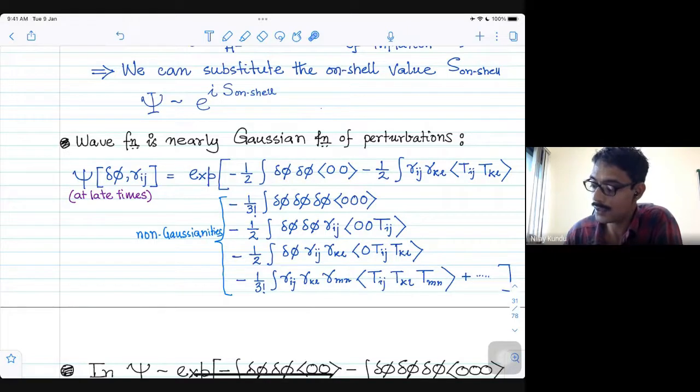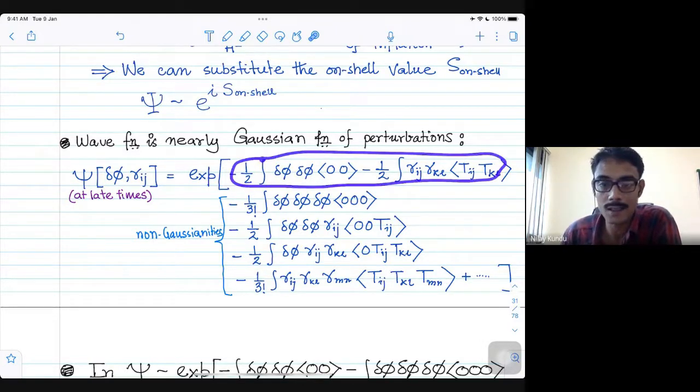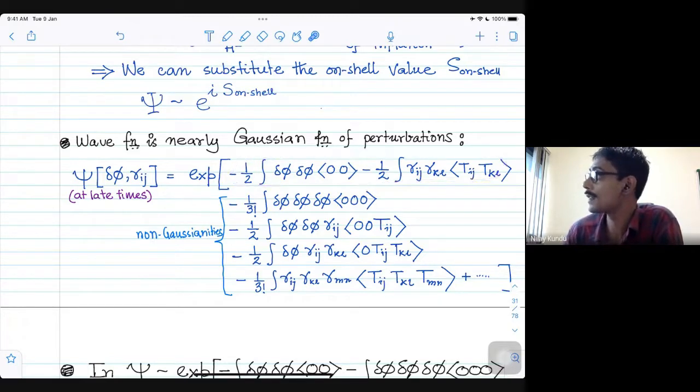So this is the quadratic term in delta phi. This is the quadratic term in the gravity perturbations. So this should be the leading order terms, which if I would have kept just these two terms, then the wave function would be exactly Gaussian.